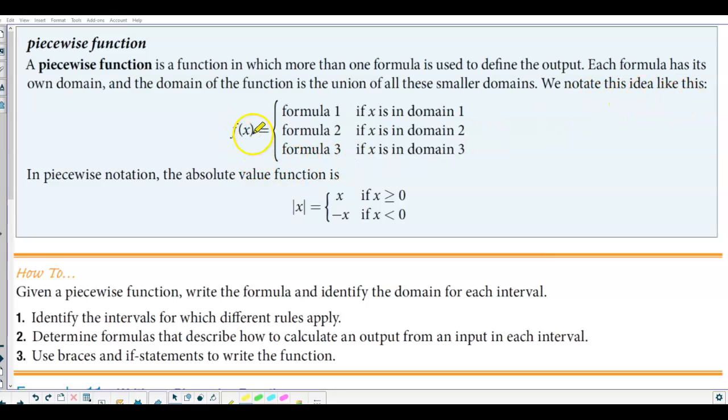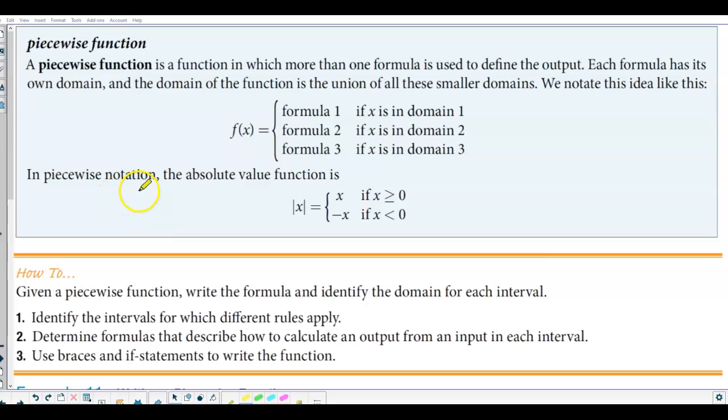We have a function f of x that has some formulas. It could have 2, it could have 3, it could have more. Formula 1, if x is in the domain of that 1. Formula 2, if x is in the domain of that 2. And formula 3, if x is in the domain of 3.